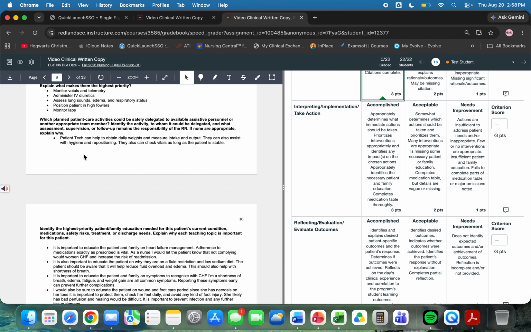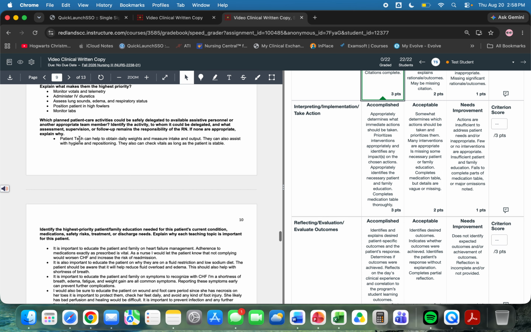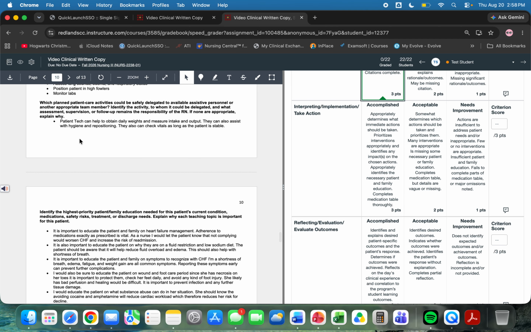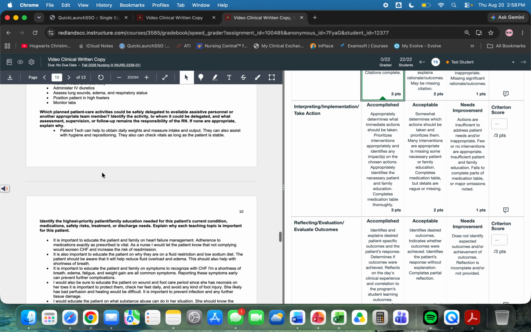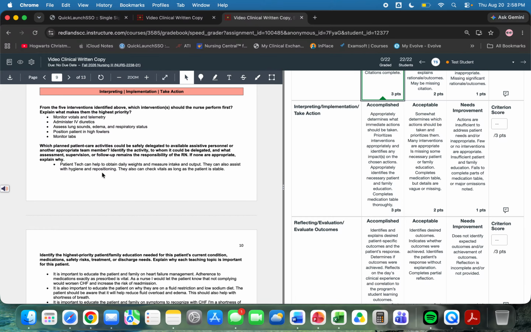So she does a good job here of prioritizing that. What patient care activities could be delegated, and what assessment remains the responsibility of the RN? There are things up there that we want to make sure they are identifying. So if there's daily weights, I's and O's, bed bathing, we want to make sure they're identifying what can be delegated and what should not be.